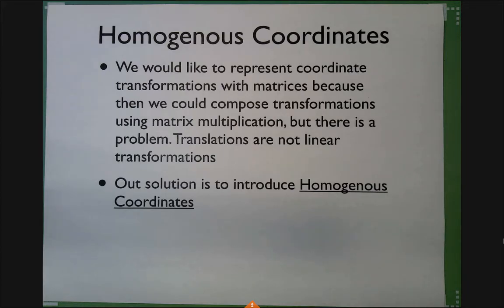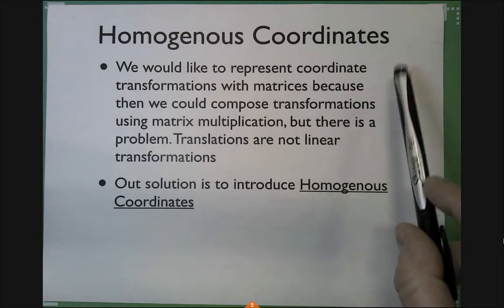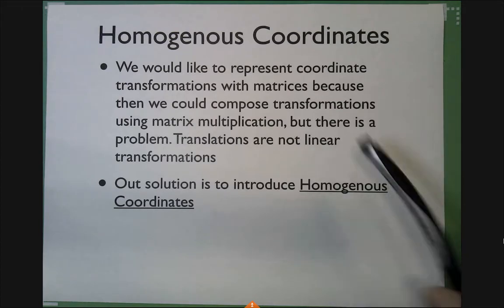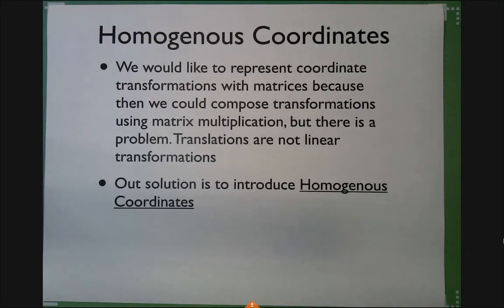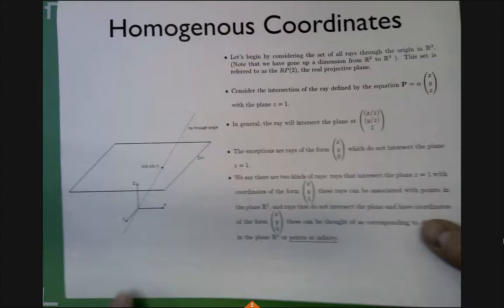Who heard about homogeneous coordinates before? A handful of you. Typically in graphics, because in graphics, translations we certainly need. So it's no big deal. It's basically a trick so we can represent translations also using matrices. So how do we do that? Well, by introducing homogeneous coordinates, essentially going one dimension up.